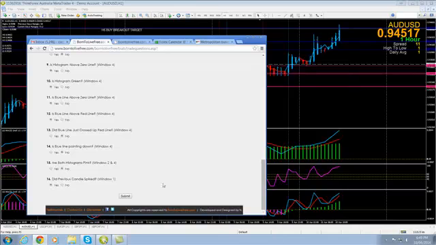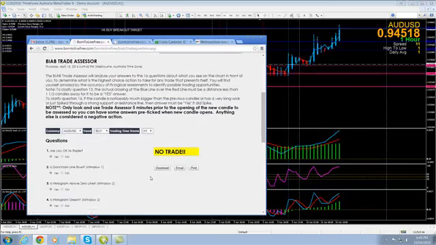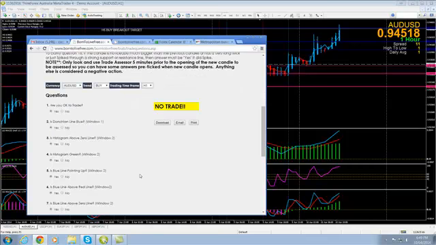So at this stage we'd submit it, and the trade analyzer would advise us whether this is a high probability trade or not. And it says no trade. As simple as that. Thank you for that. We'll go a little bit more into the histograms and that, but that's how you use the Trade Assessor.